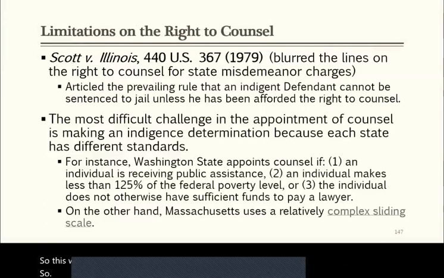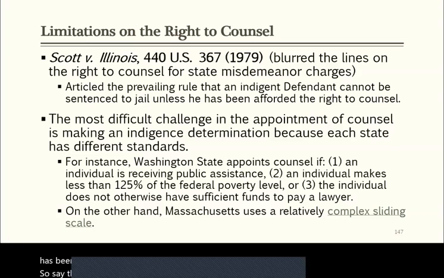Gideon v. Wainwright generally applied to the states, felonies. Scott versus Illinois kind of blurs the lines on the right to counsel for state misdemeanor charges. Basically, it articulated a rule that an indigent defendant cannot be sentenced to jail unless he has been afforded the right to counsel. Right? So I'll say that again.